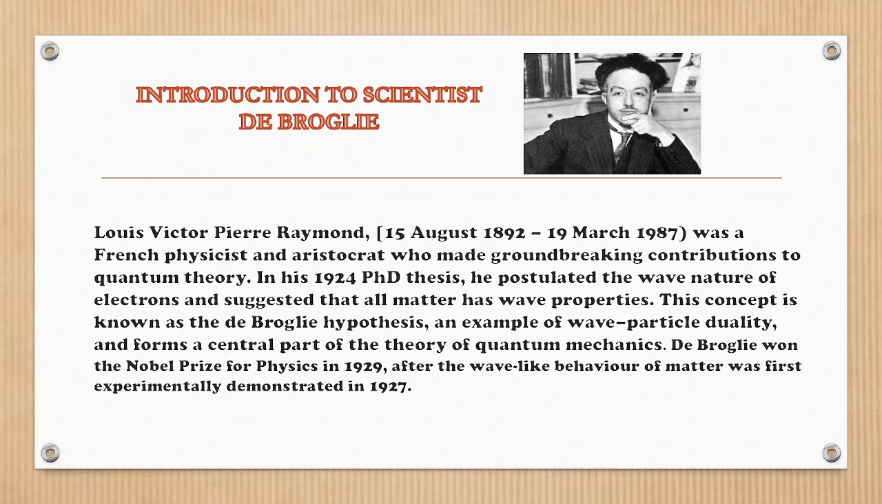So, friends, this concept is known as the de Broglie hypothesis, an example of wave-particle duality, and forms a central part of the theory of quantum mechanics. De Broglie won the Nobel Prize in Physics in the year 1929, and after this, the wave-like behavior of matter was first experimentally demonstrated in the year 1927.